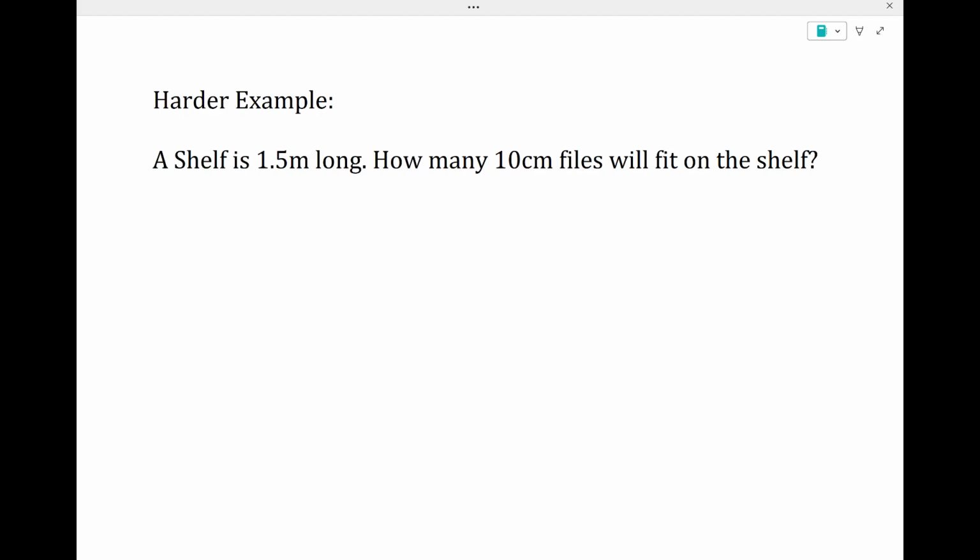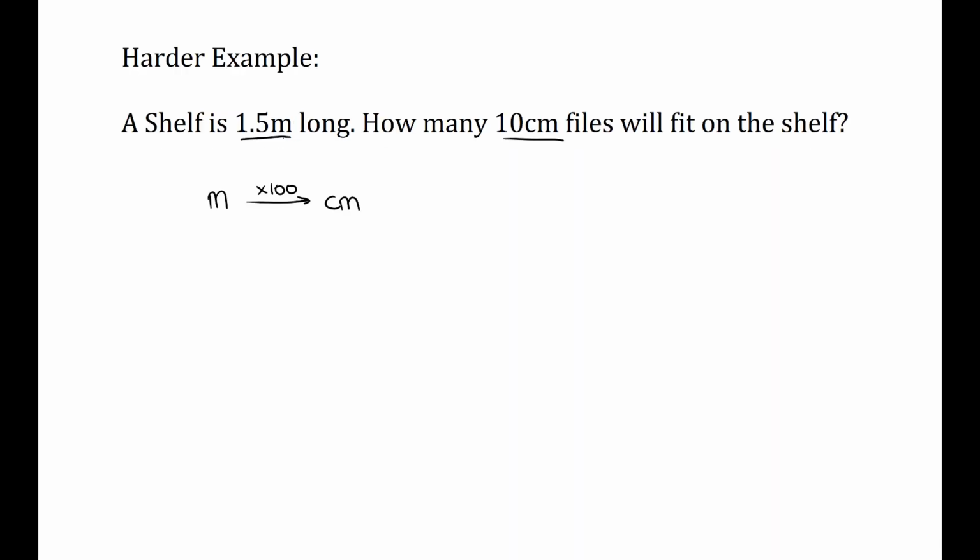So here is a slightly harder example. This is more of a problem-solving question. A shelf is 1.5 meters long. How many 10cm files will fit on the shelf? So there's a simple approach to this question. We want all the values to have the same units. So we see we've got meters here, centimeters here. So we want to convert the meters into centimeters. To do this, to get from meters to centimeters, we must multiply the value for meters by 100. This is because there are 100 centimeters in a meter. 1 meter is 100 centimeters. So 1.5 multiplied by 100.